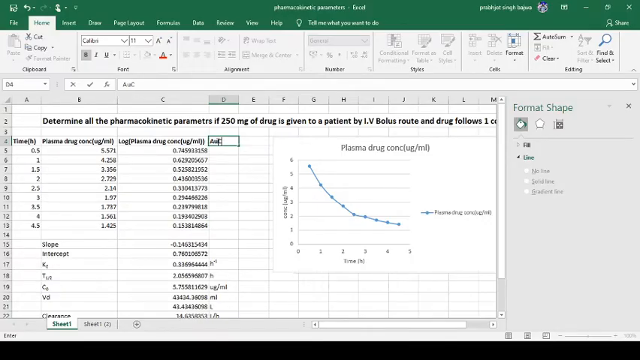So what the trapezoidal rule says is equal to half, we can write 0.5 into (C1 plus C2), this is C1 plus C2, bracket close, into bracket start T2 minus T1, this is T1, bracket close. We will press enter.